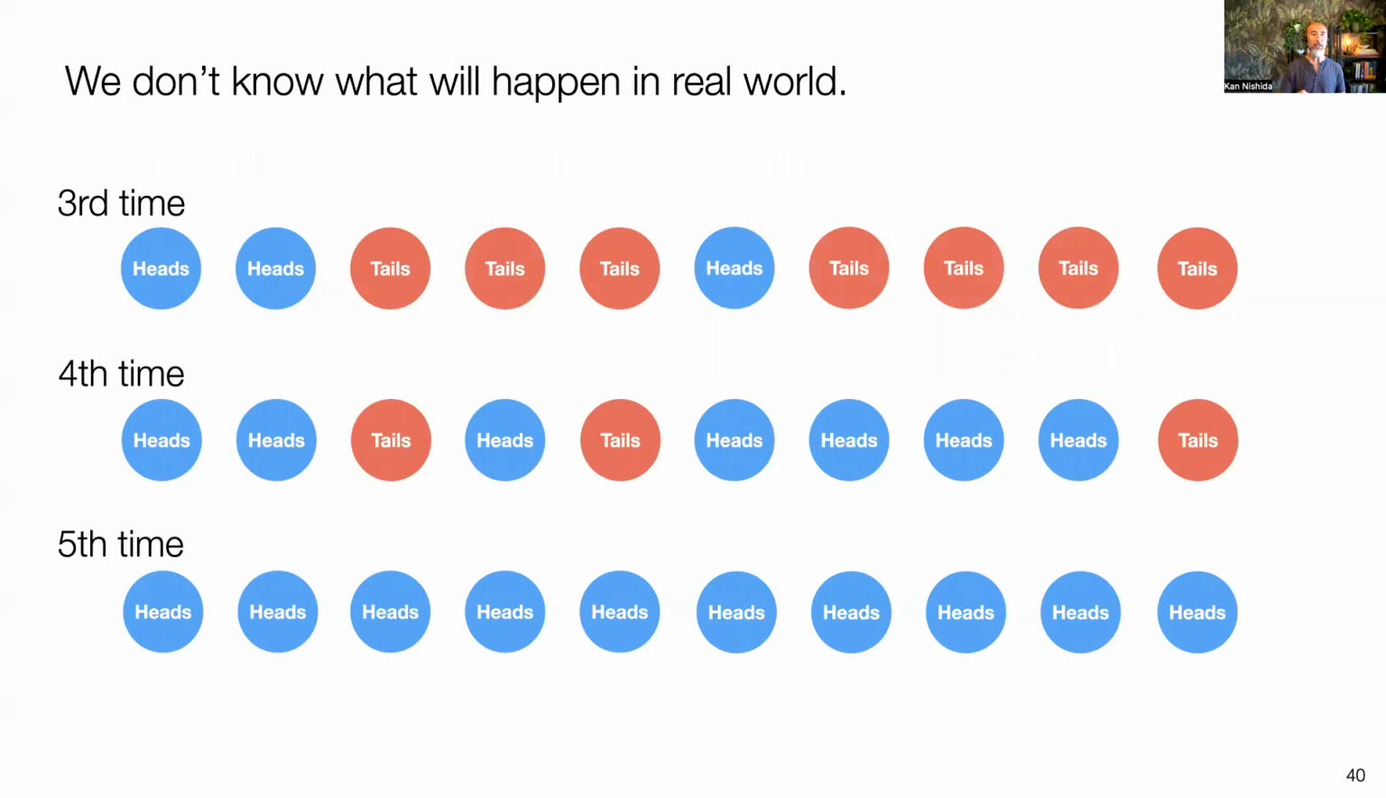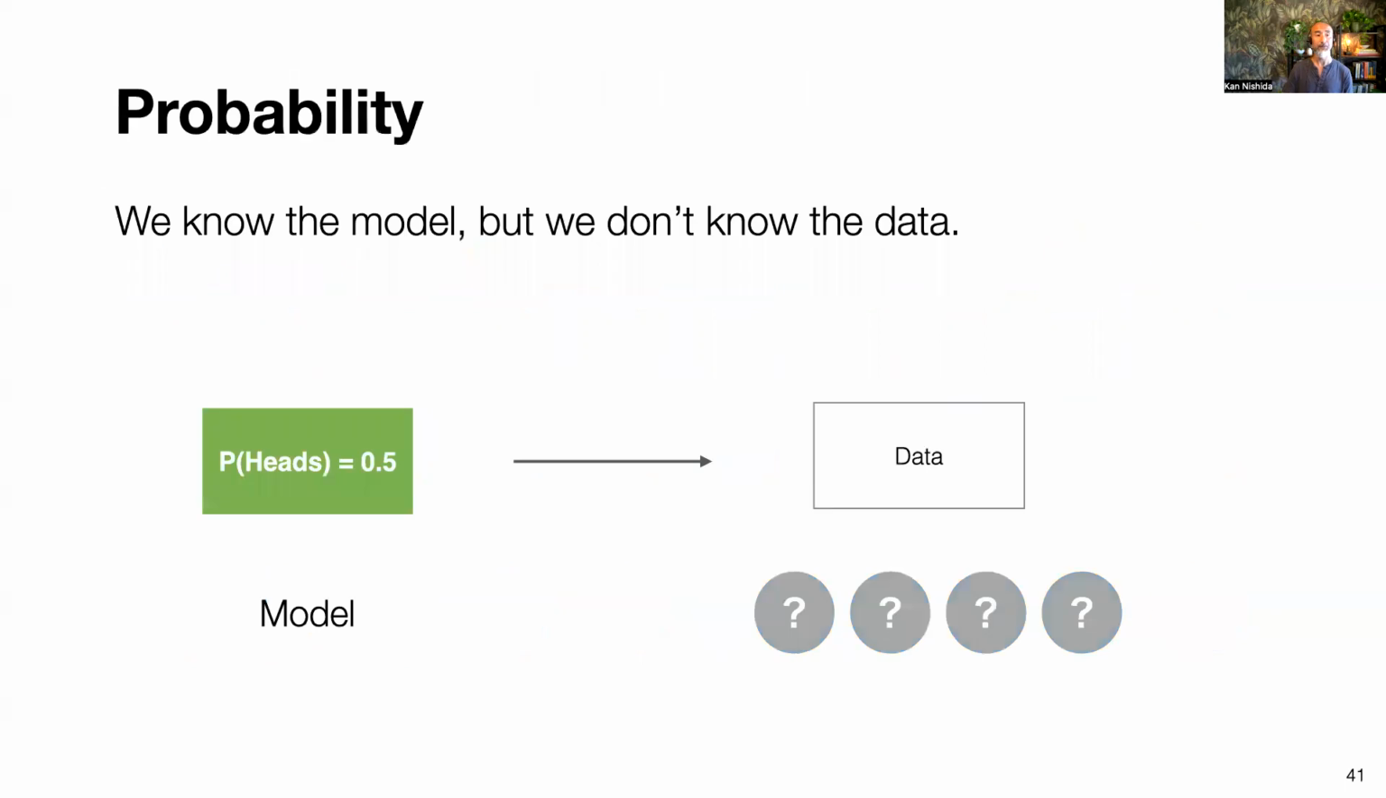So the point here is we don't know what will happen in the real world, even though we know the theory, but the real world can be different. So in probability, we know the model. In this case, the model is very simple. It's not a machine learning model or anything like that. It's just a model or formula that explains things. So P(heads) = 0.5. That's the model. But we don't know the data. We don't know what's going to happen in the real world.